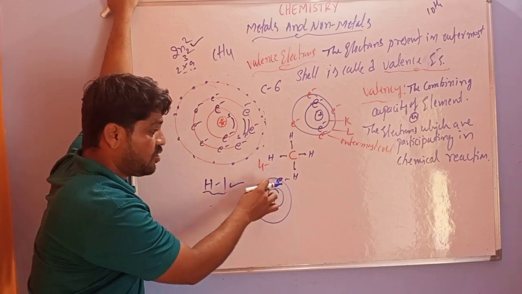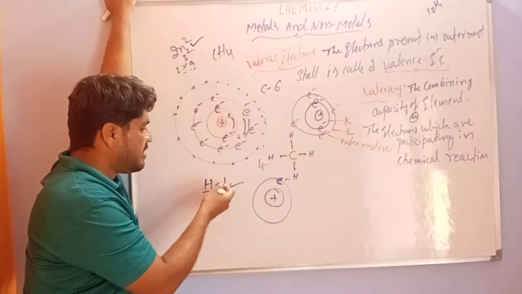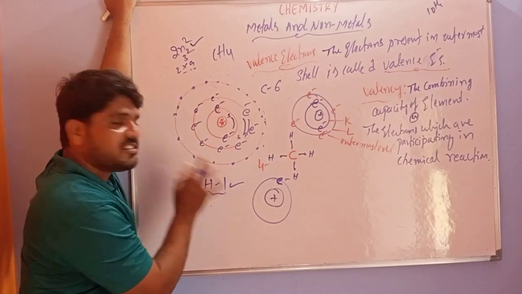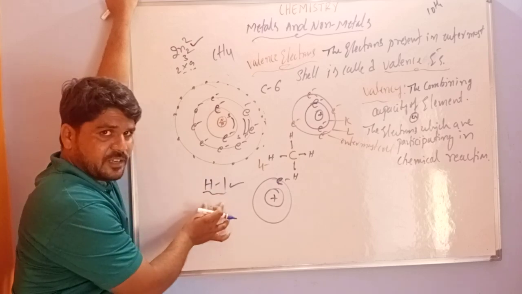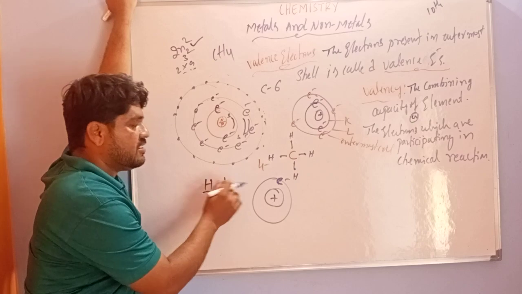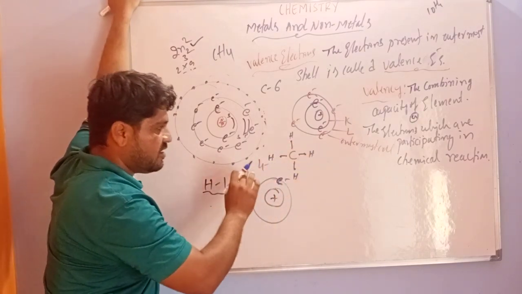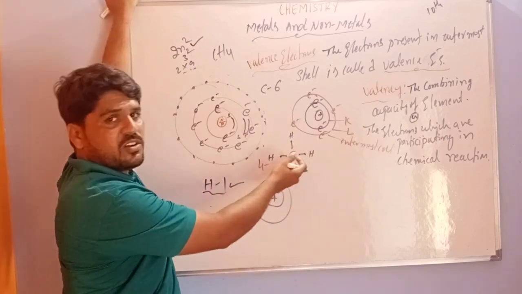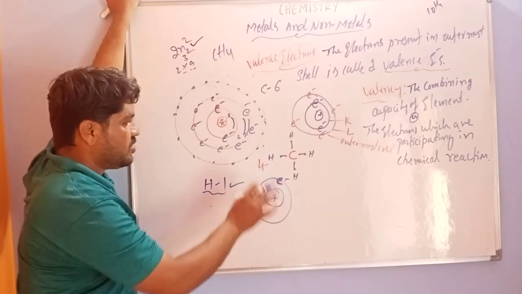Why? Because hydrogen contains only 1 electron. So hydrogen may either accept an electron or donate an electron, only this process, nothing further. Since the carbon has 4 electrons, this hydrogen easily donates its 1 electron to the element that contains more electrons. So this is the example.